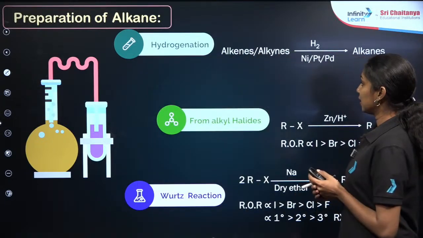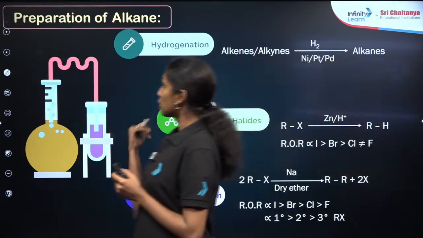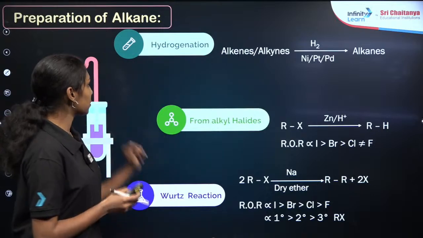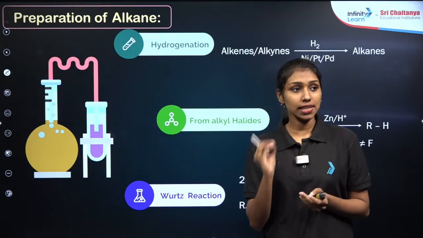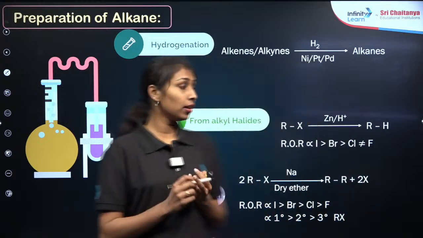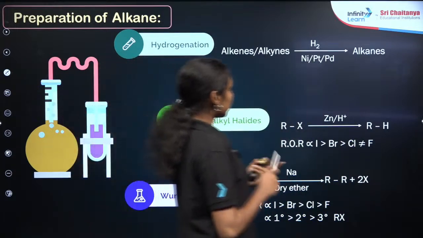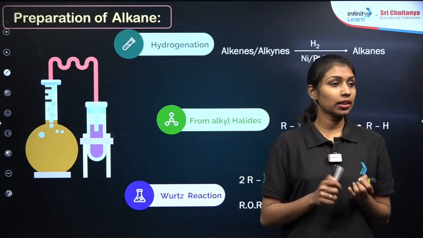Hi Chantana. Okay, here are the different methods of preparation of alkene. First one is hydrogenation, right? From the unsaturated hydrocarbons, we can prepare the alkanes or the saturated hydrocarbons by using hydrogen, right?